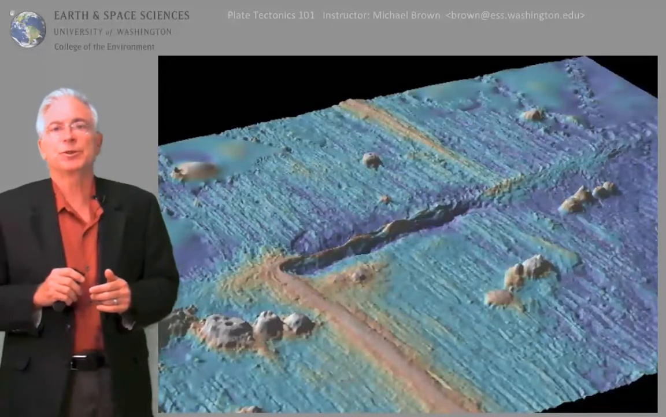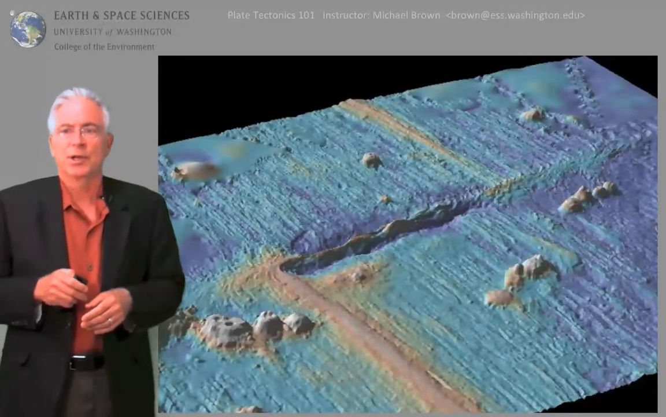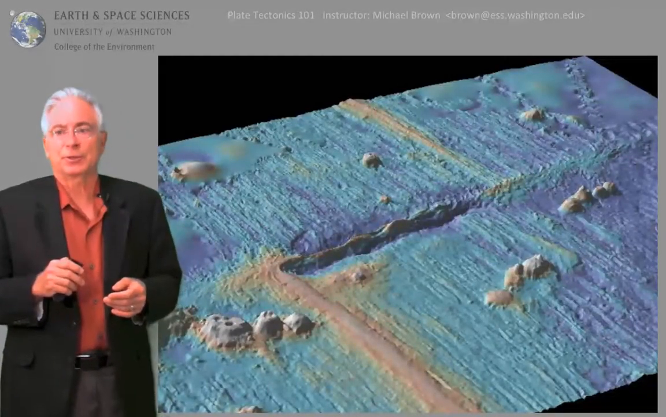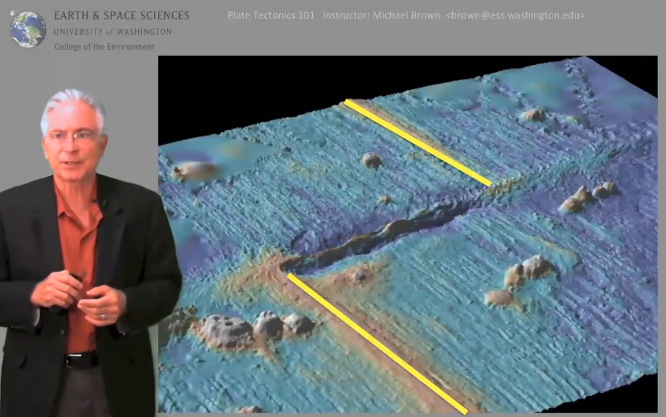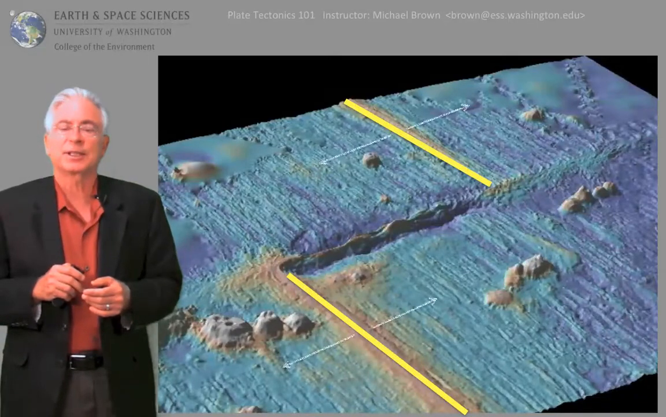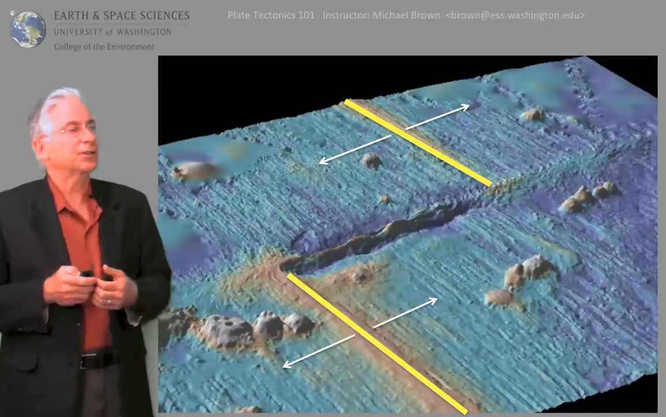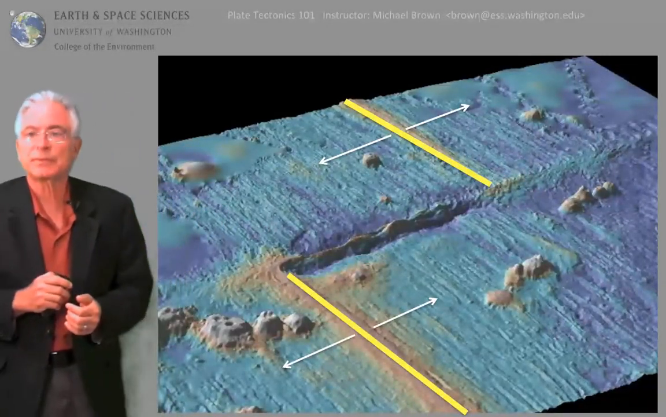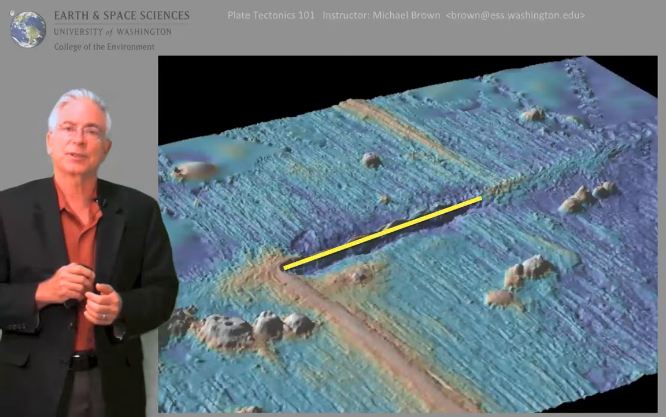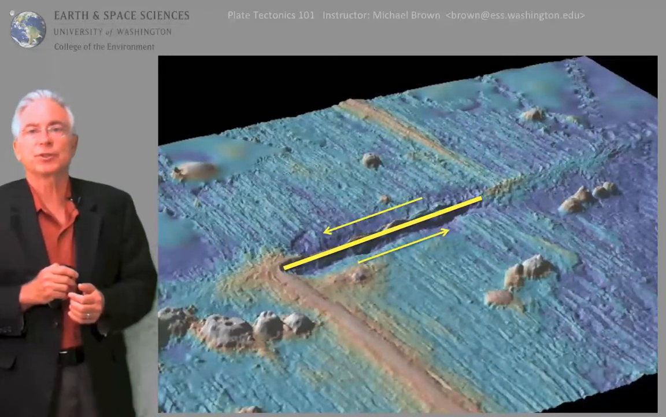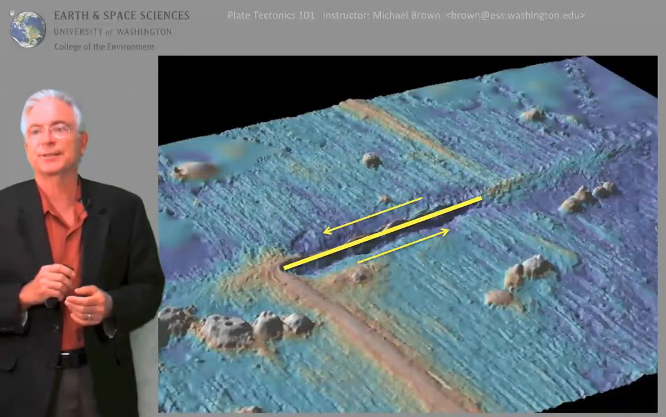Here's an image produced by sound waves. It's a sonar image of the seafloor, and you notice that there are very regular features about center points. And so these two yellow lines here are identifying where spreading is occurring. So along those lines, there's a divergence of the plates moving away from the spreading center in the directions indicated by the arrows. Now, you notice that these spreading centers are offset. There's a zone in between in which the motion of the two plates is side by side. There's a transform fault separating two spreading centers.